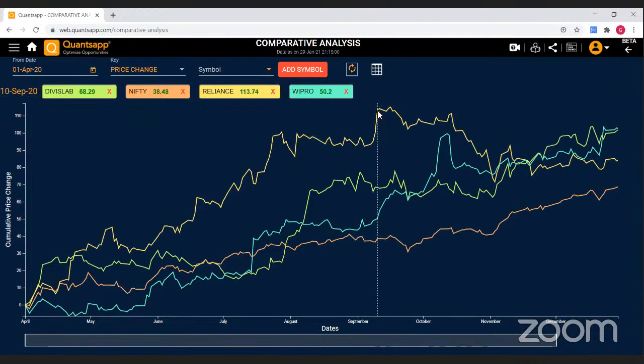So from April to almost September 10, Reliance was on a pace of going higher and higher, and it gained almost 113%. Like almost the stock price has doubled in just a span from 1st April to September 10, 110%, 100% almost.